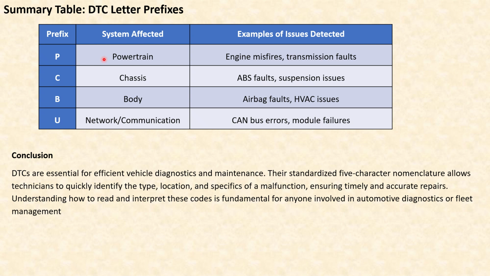All right, so to summarize, the system affected is shown by the DTC letter prefixes. P stands for powertrain, C stands for chassis, B is for body, and U for network. And again, within each of these, there are various subsystems. Chassis means ABS faults, body means airbag faults and HVAC faults, and communication means CAN bus errors and module failures.